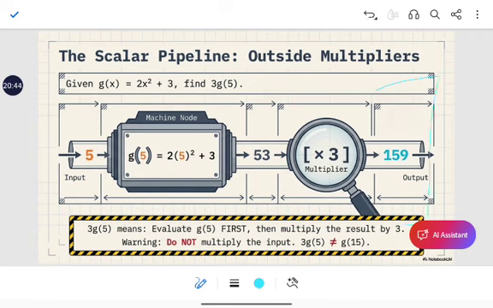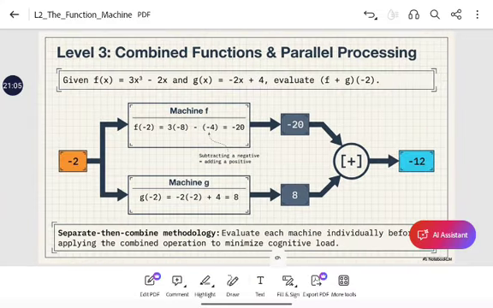I want you to go through. Good. So the steps: evaluate g of 5 first, then multiply the result by 3. Warning: do not multiply the inputs. Don't use the 3 to multiply the 5 and make a g of 15. No, you get a wrong answer. Okay.